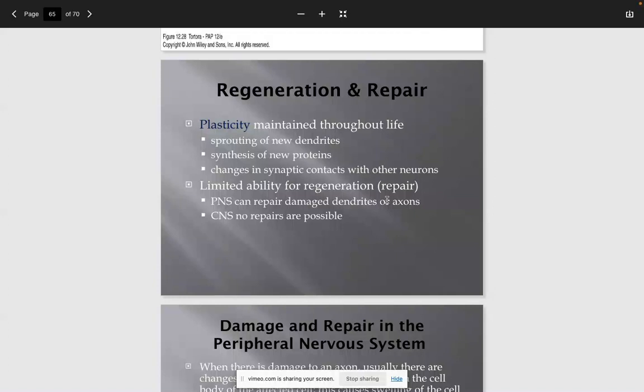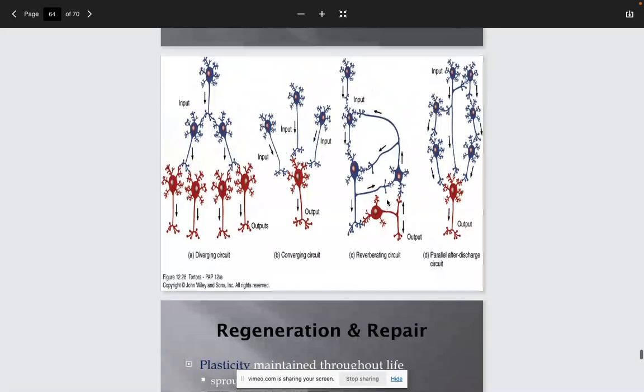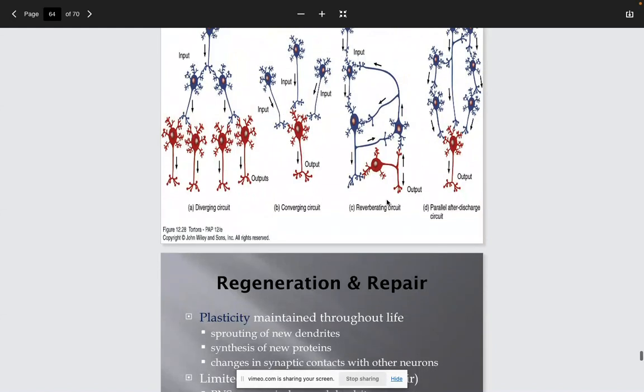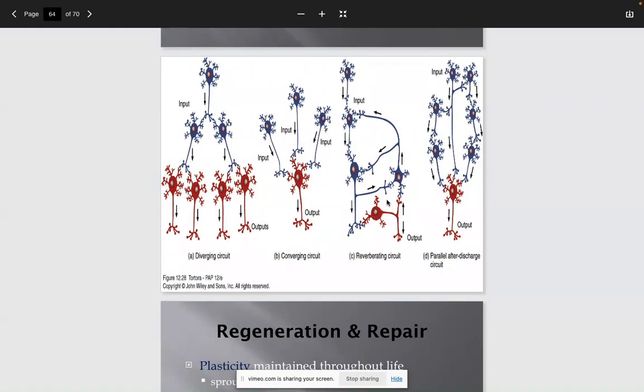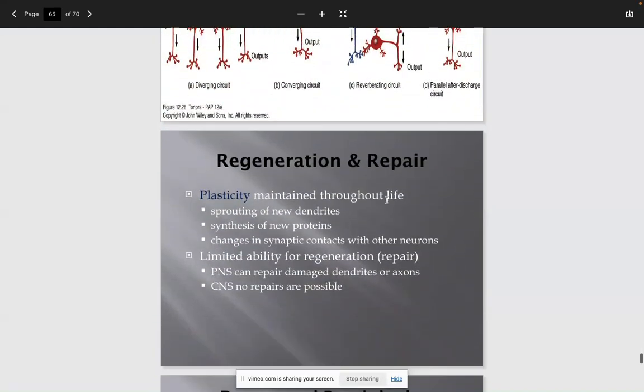You have sprouting of new dendrites. Remember, dendrites are just those areas that receive input. We have the ability to synthesize new proteins, and we can have changes in the synaptic contacts with other neurons. So we can rewire our neural circuit. This is a way in which habits form: rewiring of the neural circuit.